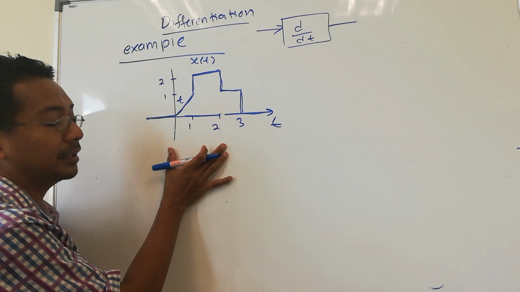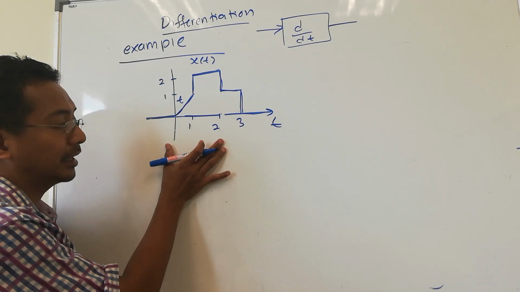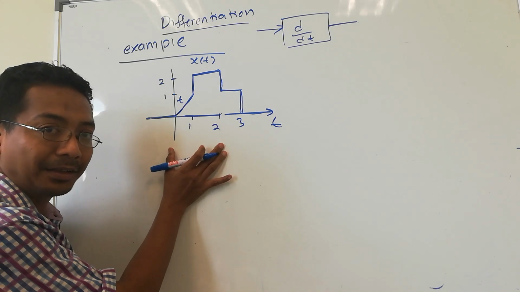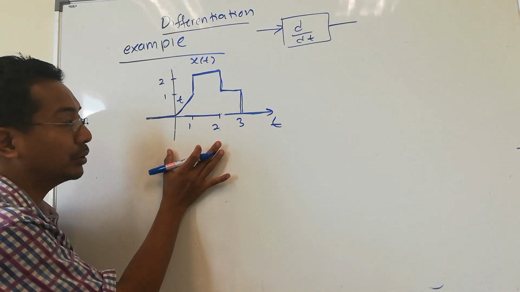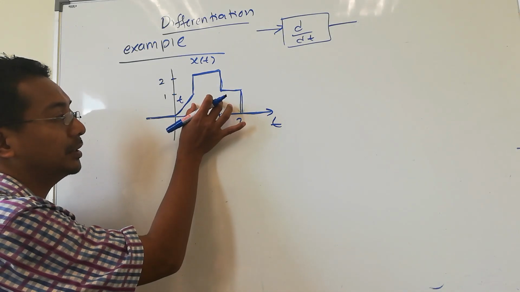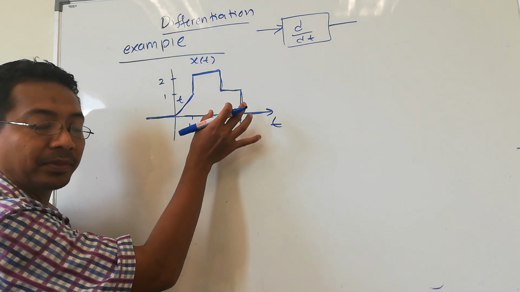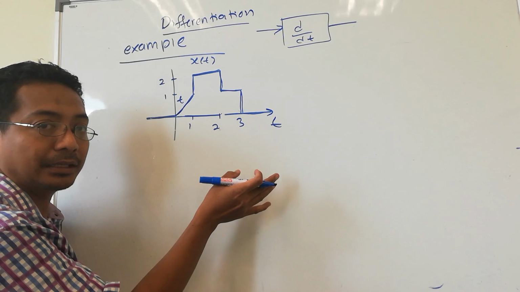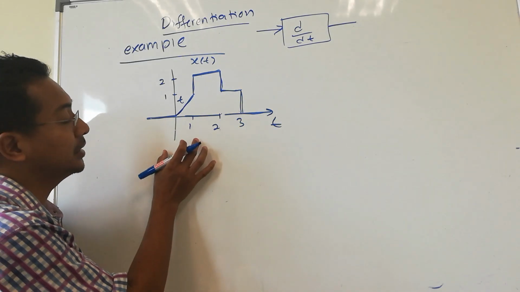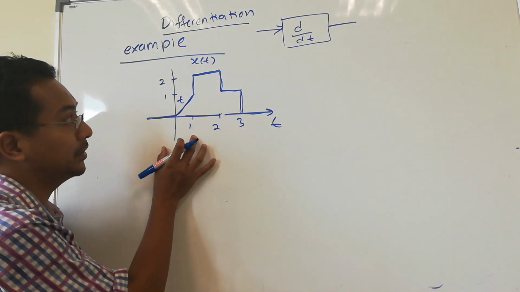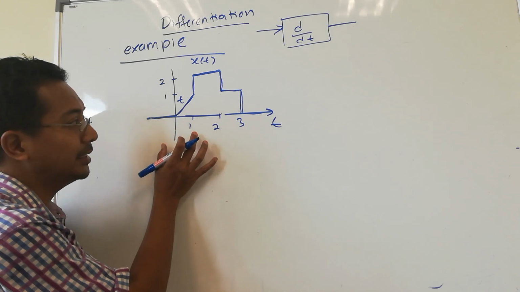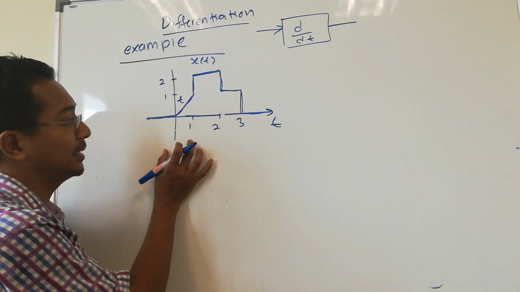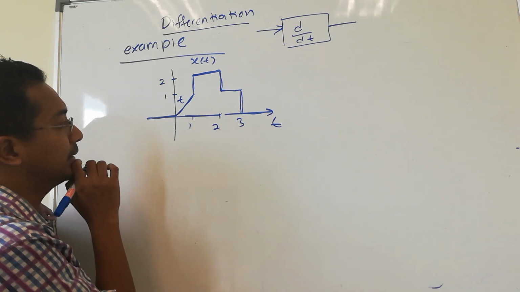Since now we are given a graph, the easiest way is to do the graphical method, not the equation. If you want to do the equation, you need to transform this into an equation first, and after that you can do differentiation in the mathematical equation. Since we are given the graph of x(t), it is easier to do it in the graphical method. So how do we do it?